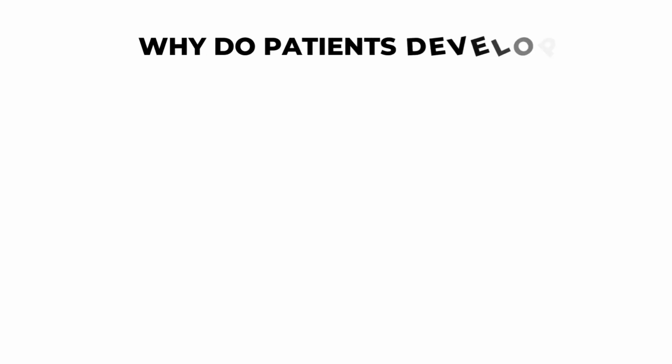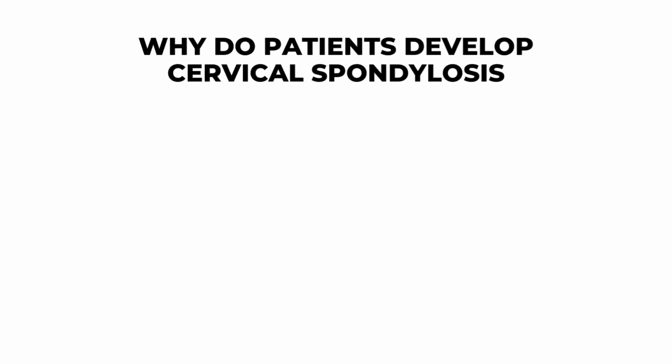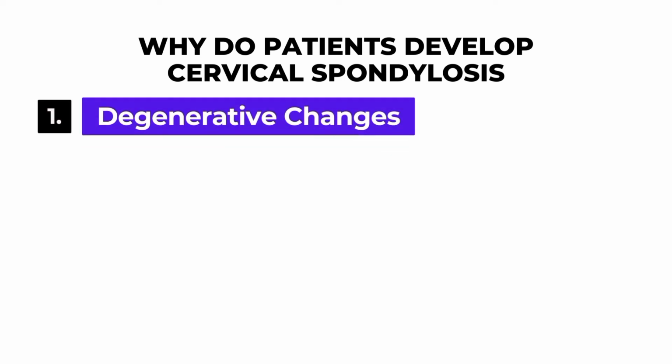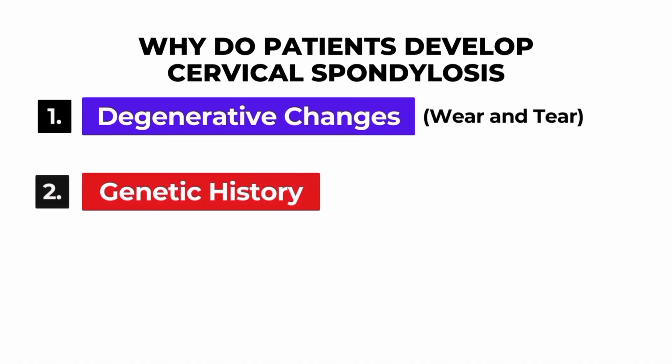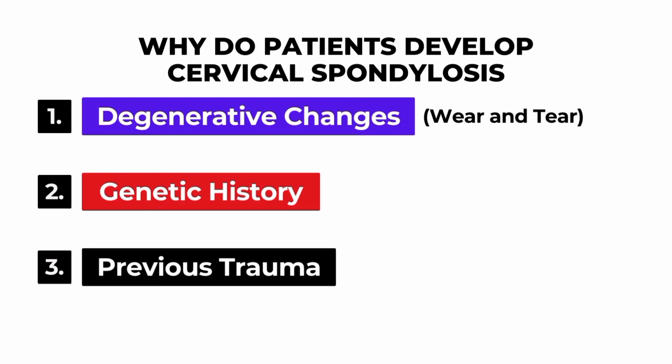Now, why do patients develop cervical spondylosis? Very important information I need to pass across is that number one, as we get older, these degenerative changes occur, and sometimes we refer to them as wear and tear. Number two, if there's a genetic history, father, mother having a similar condition, you could down the line also present with the same. Also, if you've had a previous trauma, that could accelerate the process, and down the line you could have cervical spondylosis.